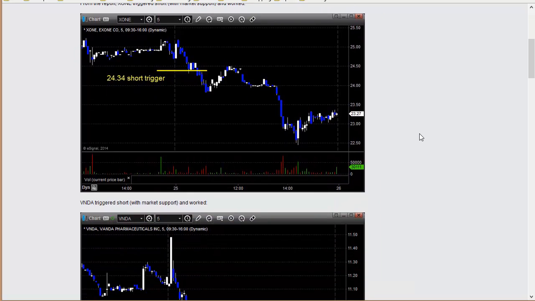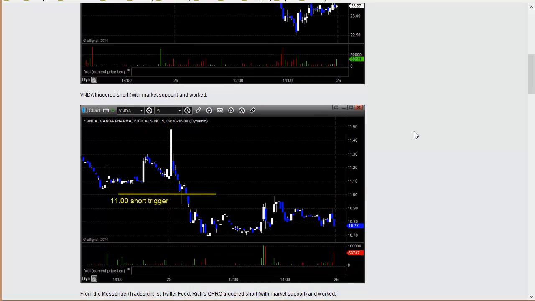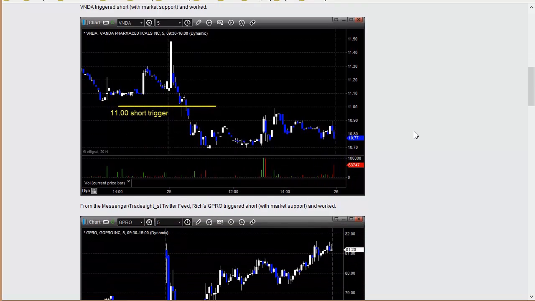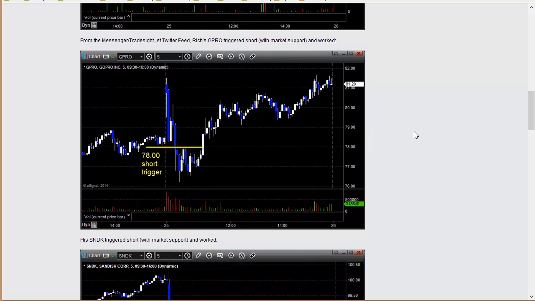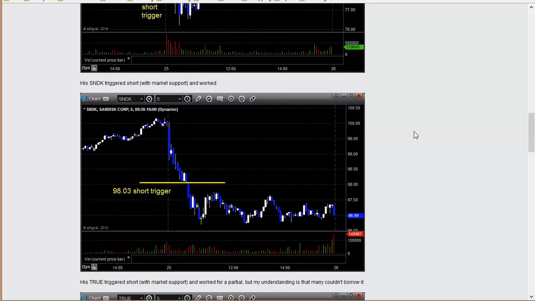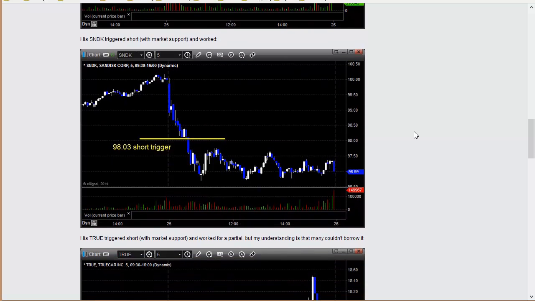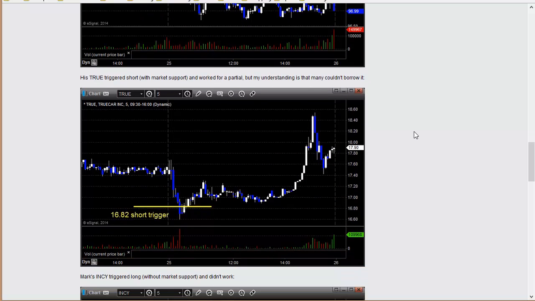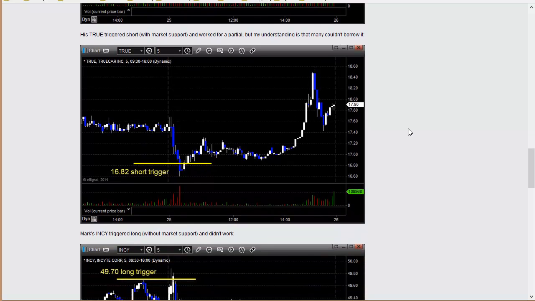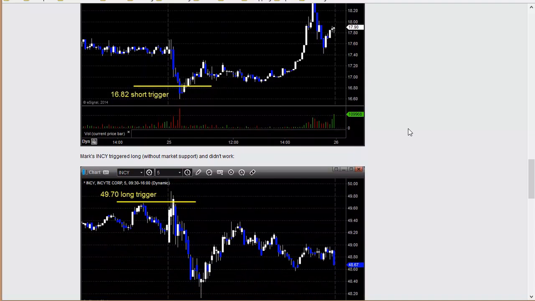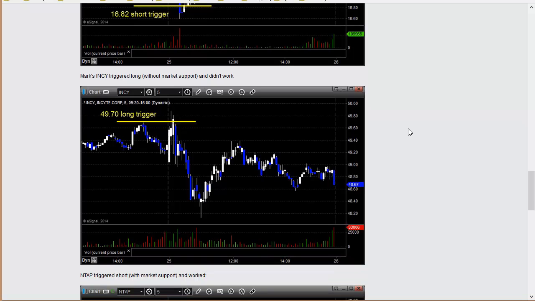Here's XONE, a $24 stock that worked for up to 2 points on the session. Here's VNDA, an $11 stock that worked. Here's GPro, which is a stock that's been on a tear to the upside, but we caught a short for up to a point and a half on that particular trade. We had a SanDisk short that worked for a point and a half as well. That's a $90 stock. We had this one here that really did not work much. It only worked for a small amount. It worked enough technically to get what we call a partial because it was only a $16 stock. But either way, you don't have to count that one as long as you kept a tight stop on it.